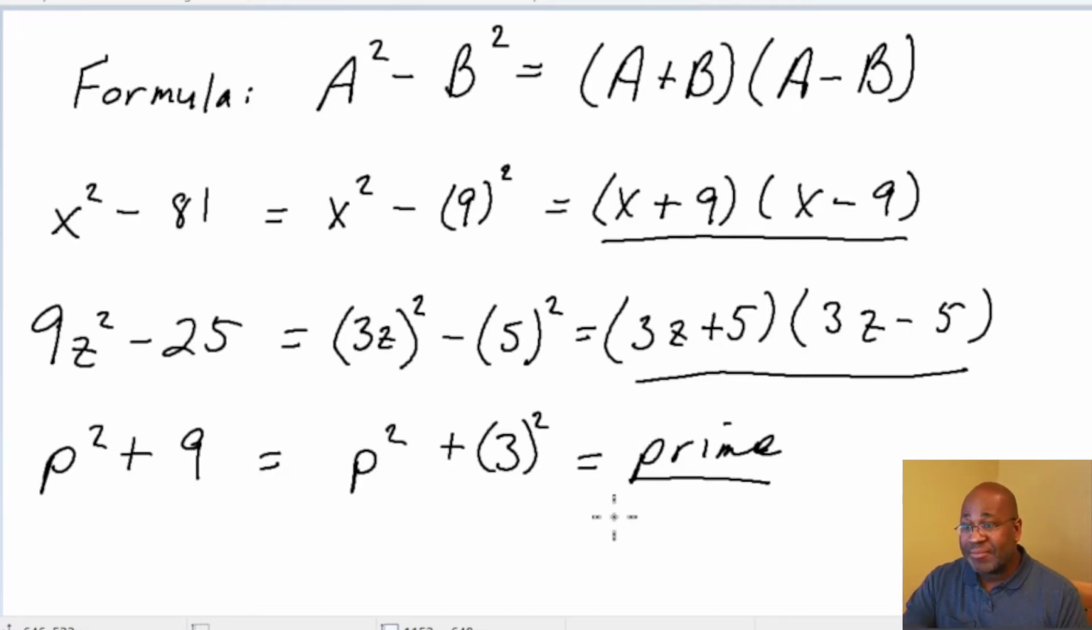So you want to keep that in mind because the temptation might be to just go ahead and follow through with the formula, but it's not going to work there. And all of these can be confirmed by simply taking your answers and multiplying them out and seeing if you come up with the original problem.